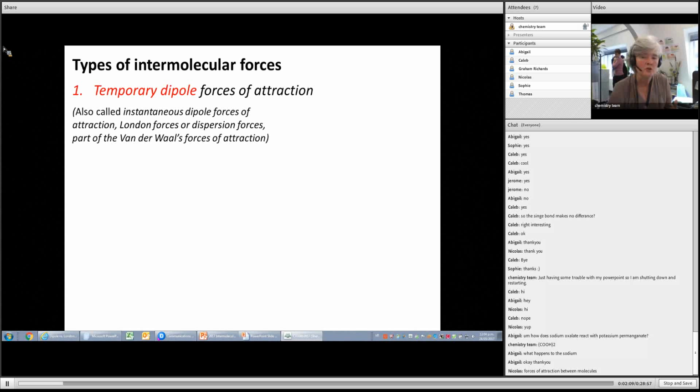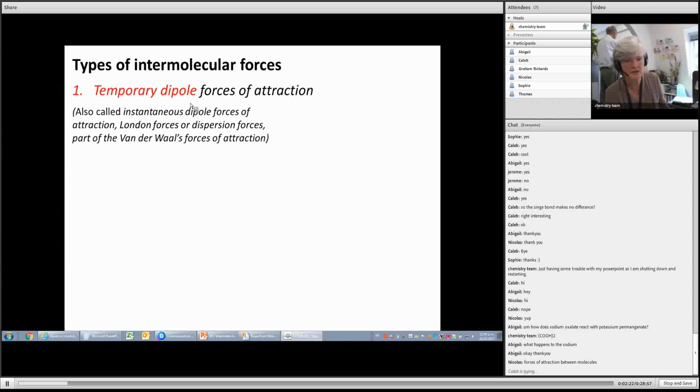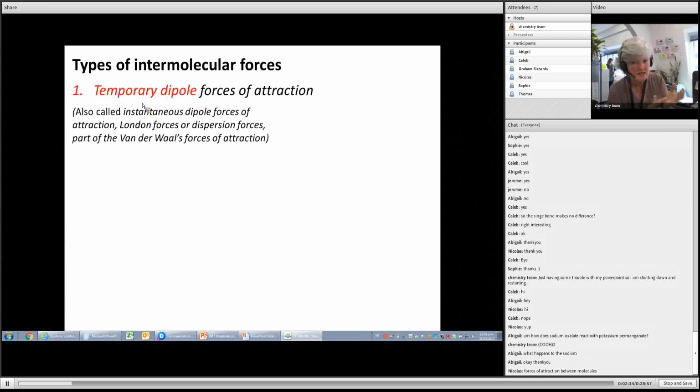At level 3, you have to identify, and we look at 3 different types at level 3. There are more different types, but these are the ones we look at. So the first type is called, now hopefully you can see this, temporary dipole forces of attraction. Also, it's got other names. Instantaneous dipole. Instantaneous, it's there for an instant, then it's gone.